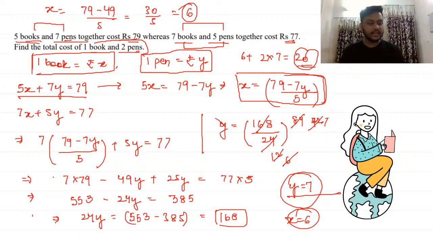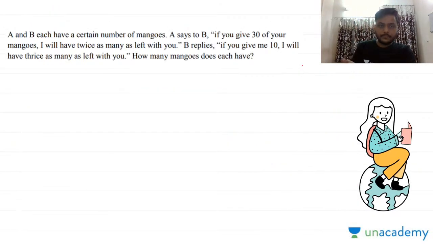Okay, guys, so when we are clear with this question, it's time to move forward. And the next question that we have is a good one. Okay, the question is here, as you can see, we are talking about A and B, and A and B both are having a certain number of mangoes. A says to B that if you give 30 of your mangoes, I will have twice as many as left with you. And then B replies that if you give me 10, I will have thrice as many as left with you. So how many mangoes does each have?